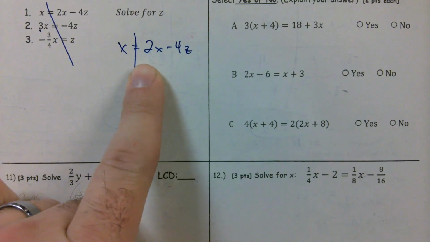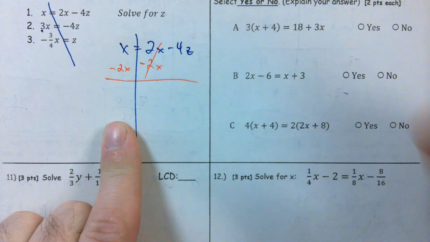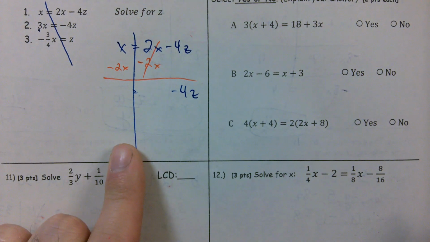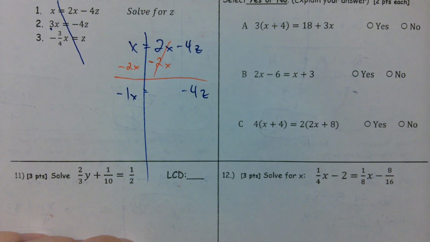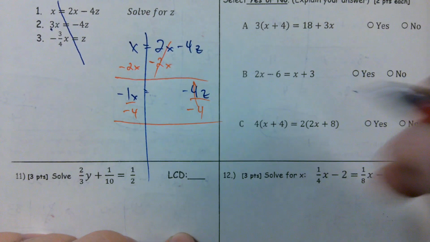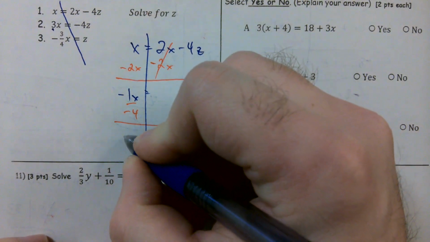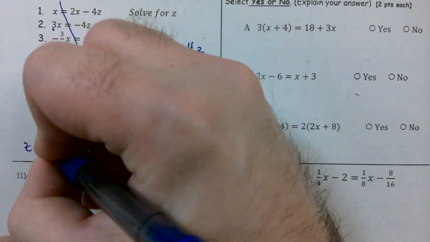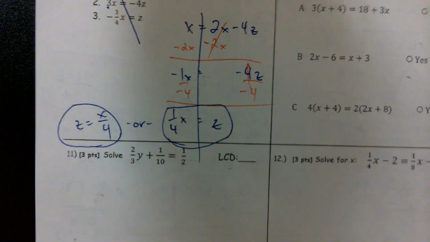Because what's the opposite of 2x? Minus 2x. What's x minus 2x? Negative x. Negative 1x. Now I can divide both sides by -4. I got my z all by itself. What's it equal to? x over 4. You could write it as 1 over 4x, or you could write it as x over 4. Either one is fine with me.